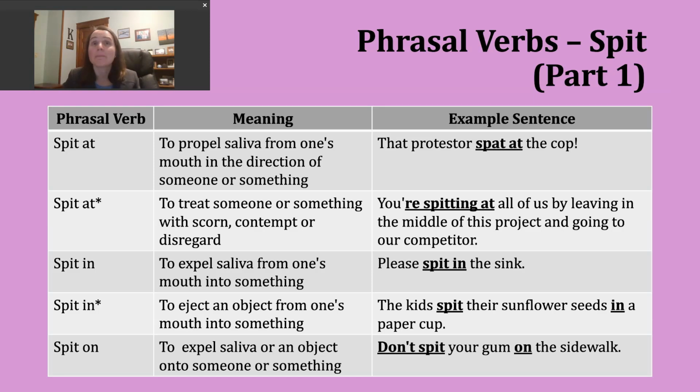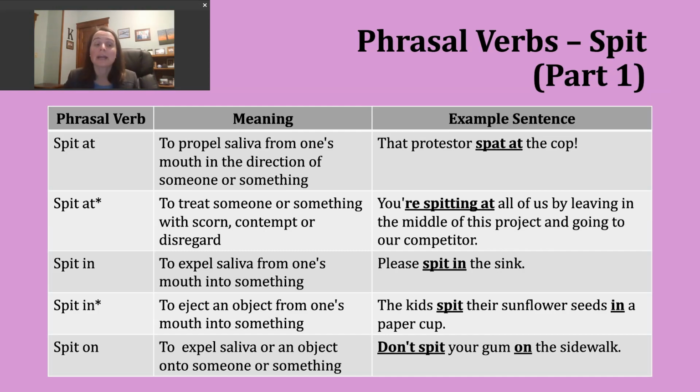An example of how you might see this used: that protester spat at the cop. Right? So again, this is considered a very aggressive, hostile thing. Kind of also gross, right? We don't want bodily fluids from another person on us. That is an example of a simple past tense sentence.